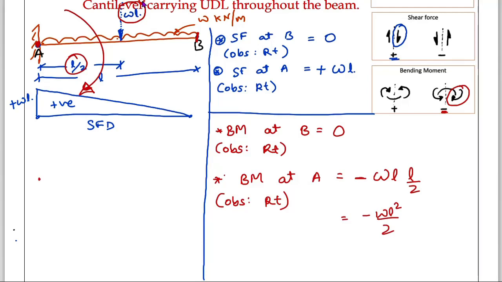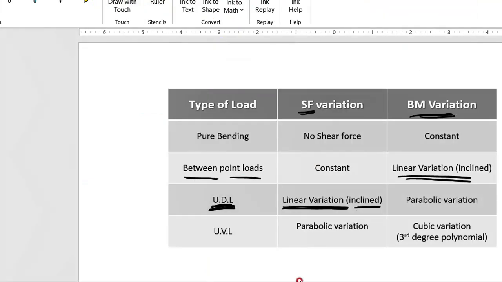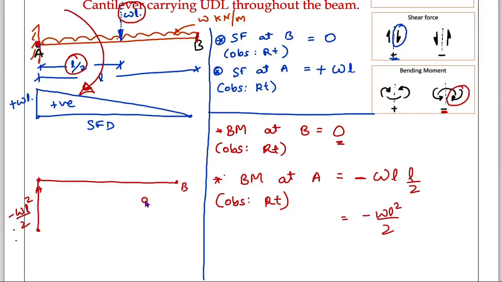Now I'll take one point here A and another point B, then join with a reference horizontal line. Then here 0 is given. Here it is minus WL square by 2. This is the point. How to join? Whether straight line or parabola. For that I will see here. This is a UDL. UDL gives parabolic variation for bending moment. Therefore, I will draw a parabola here.